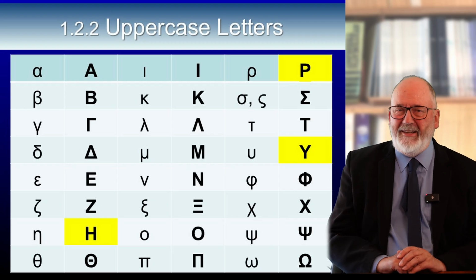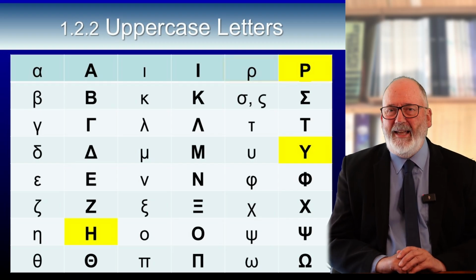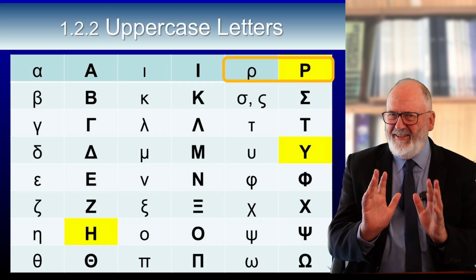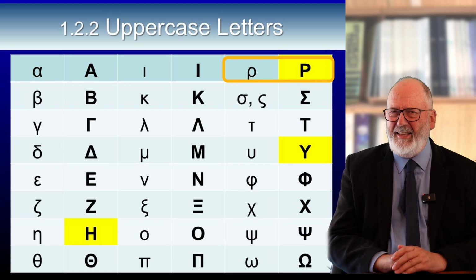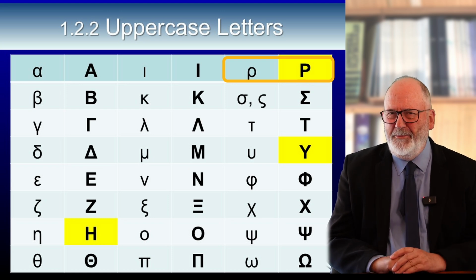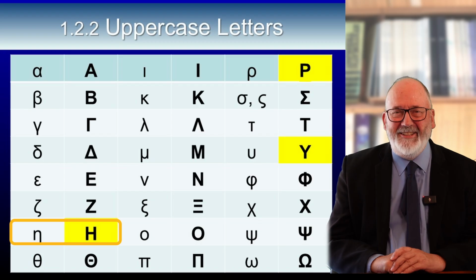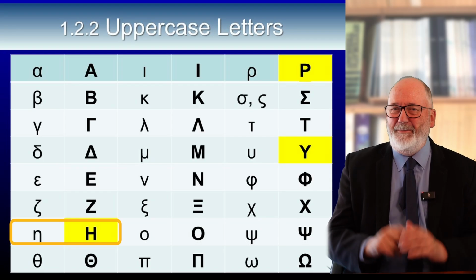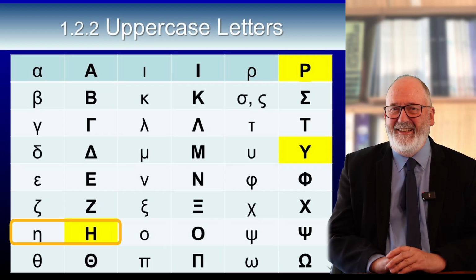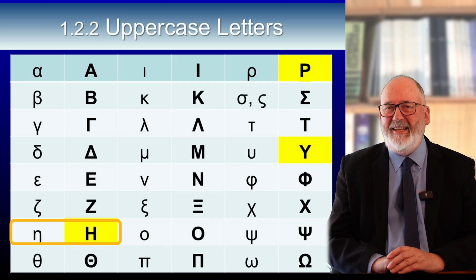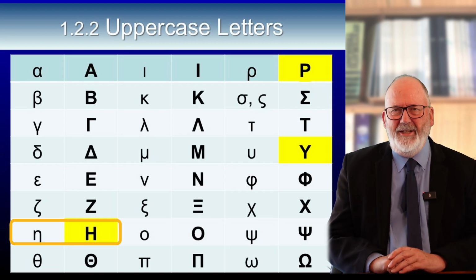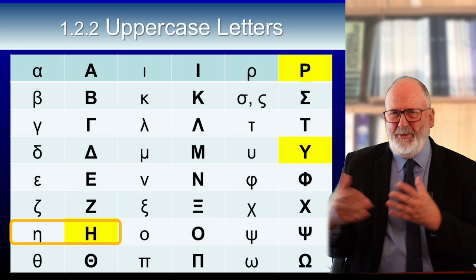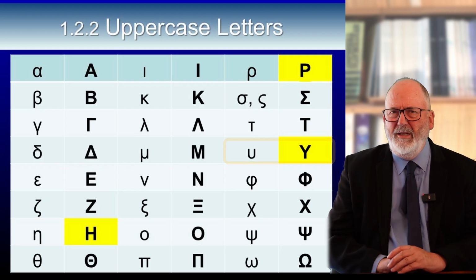Probably the biggest one is the character representing a capital rho, an R sound. And you're going to look at that and say, no, that doesn't look like an R. That looks like a, well, it's a capital rho. Capital Eta is also a potential gotcha, as it looks like a capital H in English, doesn't it? And it represents a long E sound, not an H sound, which is represented by a rough breathing, which we will get to in a future video.